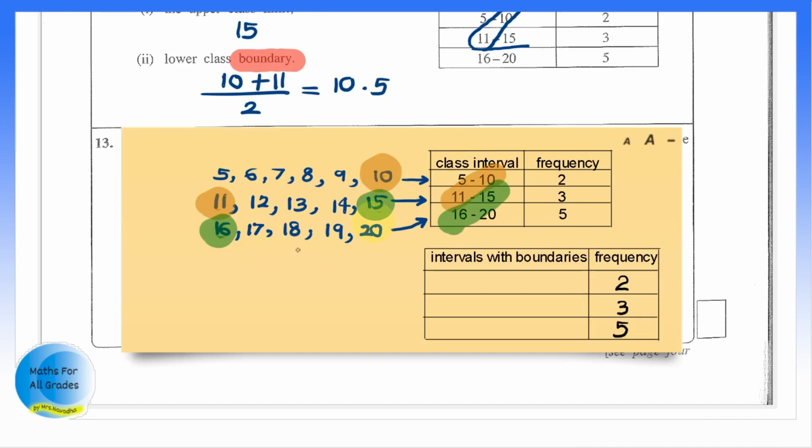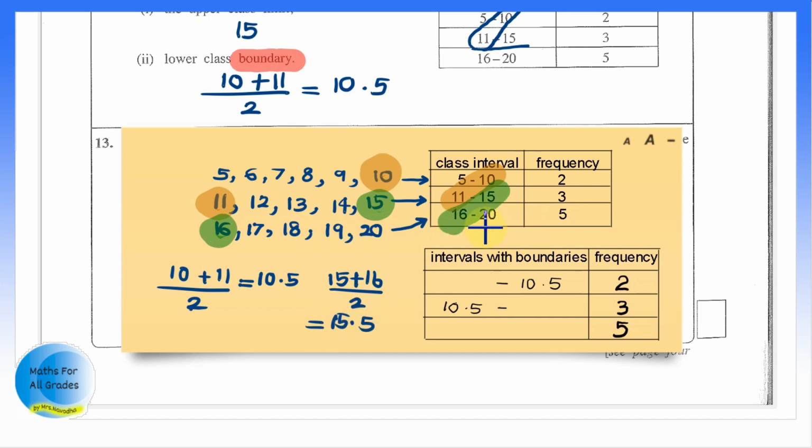Now let's find boundaries for each interval. I'm going to add 10 and 11 and divide by 2 to find the middle value. So you get 10 plus 11, 21 divided by 2 equals 10.5. So this is the middle value of 10 and 11. So we can replace 10 and 11 with 10.5. Now let's add 15 and 16 divided by 2. You will get 15.5. So you can replace 15 and 16 with 15.5.